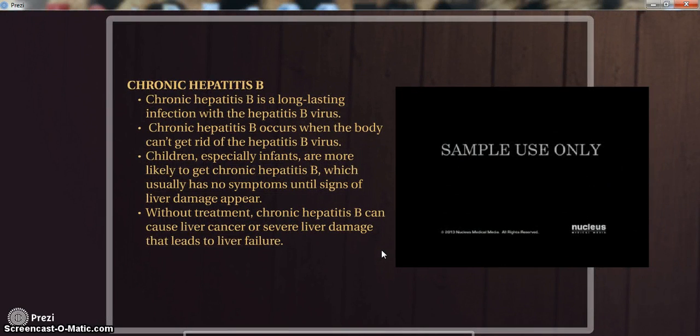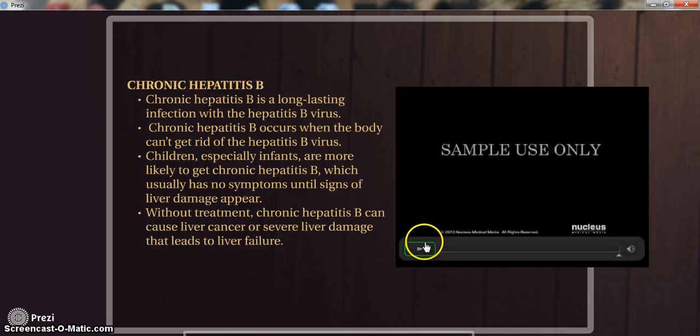The other disease is chronic hepatitis B. Chronic hepatitis B is a long-lasting infection with the hepatitis B virus. Chronic hepatitis B occurs when the body cannot get rid of the hepatitis B virus. Children, especially infants, are more likely to get chronic hepatitis B, which usually has no symptoms until things like liver damage appear. Without treatment, chronic hepatitis B can cause liver cancer or severe liver damage that leads to liver failure.